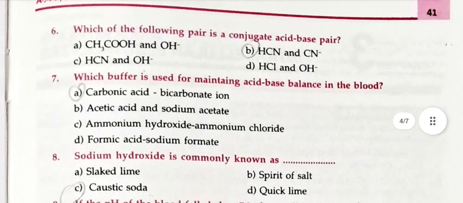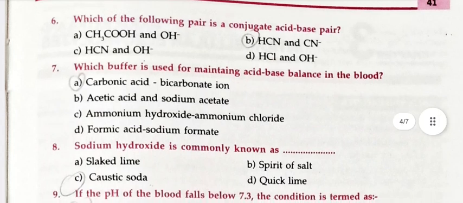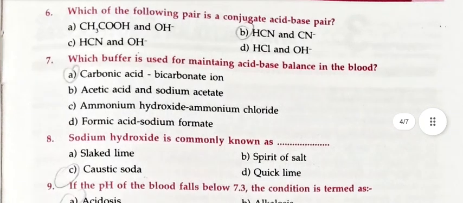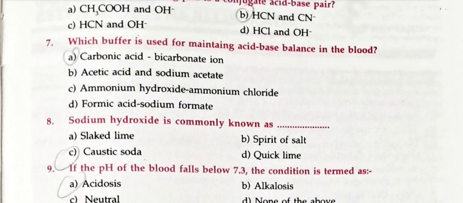Okay, so next, which buffer is used for maintaining acid base balance in the blood? So it's a most important question. You may expect it: which buffer is used for maintaining acid base balance in the blood? Carbonic acid with bicarbonate ion is used for maintaining the acid base balance in the blood.